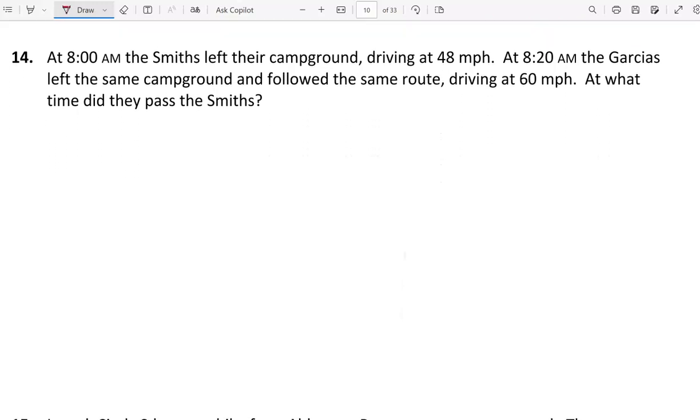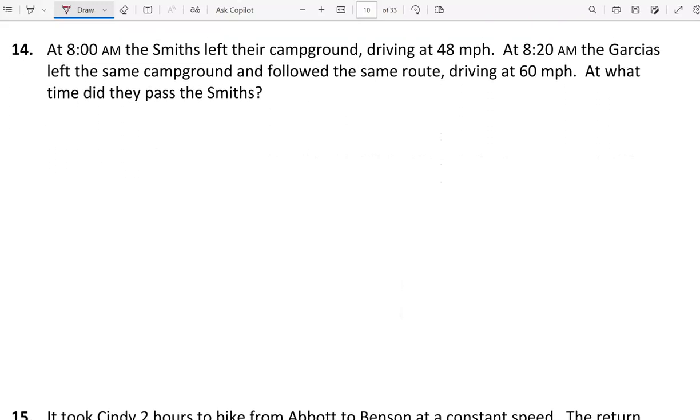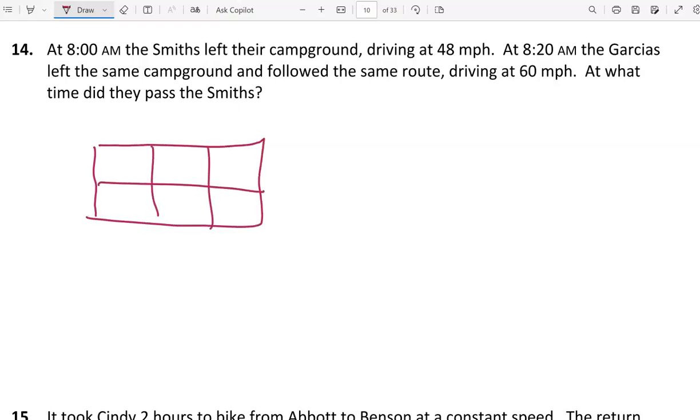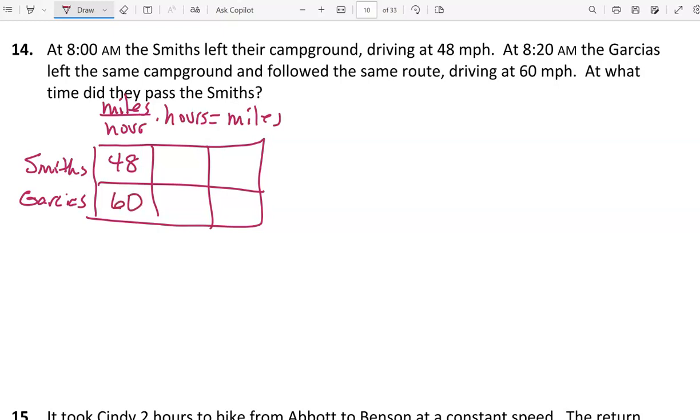All right, let's take a look at 14. At 8 a.m., the Smiths left their campground driving at 48 miles per hour. At 8:20, the Garcias left the same campground and followed the same route, driving at 60. At what time did they pass the Smiths? So, we've got the Smiths and we've got the Garcias, and our rates are measured in miles per hour multiplied by hours equals miles, and Smiths at 48 miles per hour, Garcias at 60.